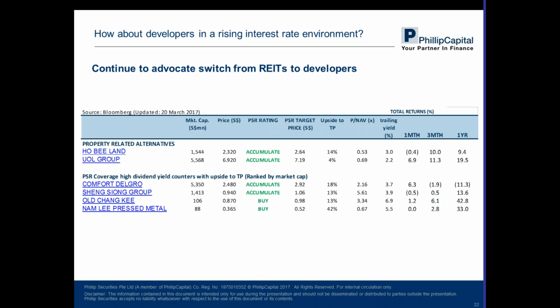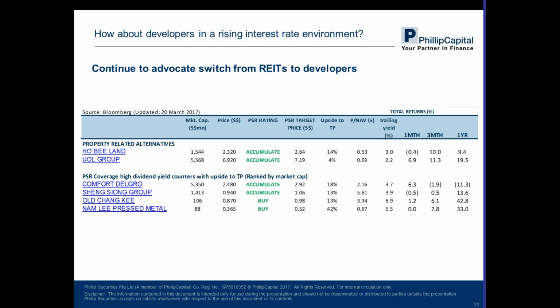The strong performance of developers actually has narrowed the upside versus our target price, we still have two counters which still present pretty favorable upside. We still have Ruby Land with a 14% upside and UOL on a 4% upside. These are for people who are switching out of REITs but still looking at property related alternatives. You can consider this too.